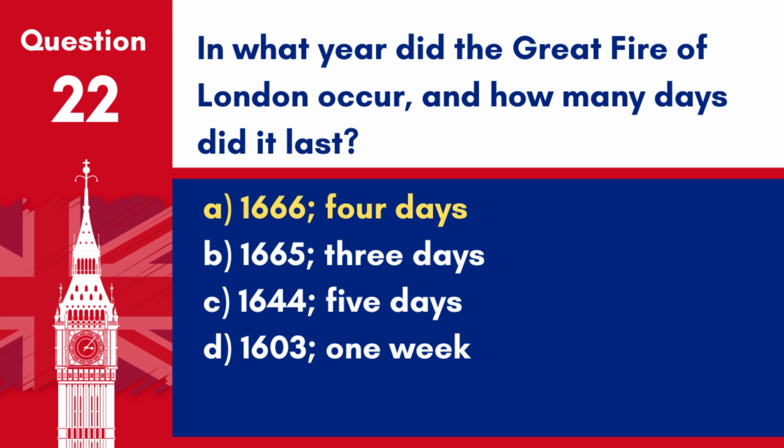Answer A. 1666, 4 days. The Great Fire of London occurred in 1666 and lasted for 4 days, causing widespread destruction.